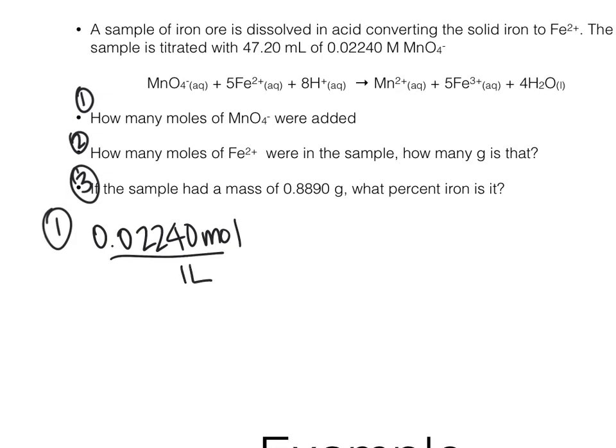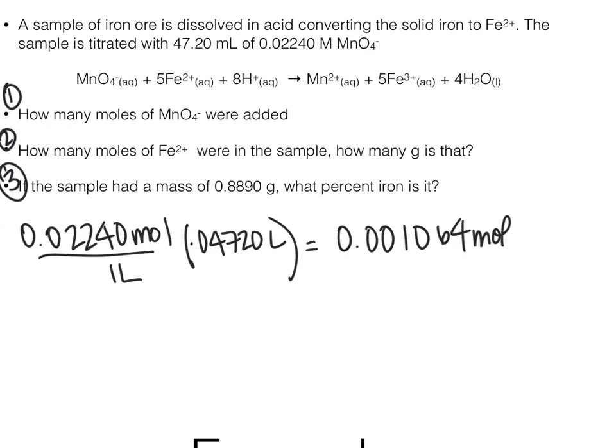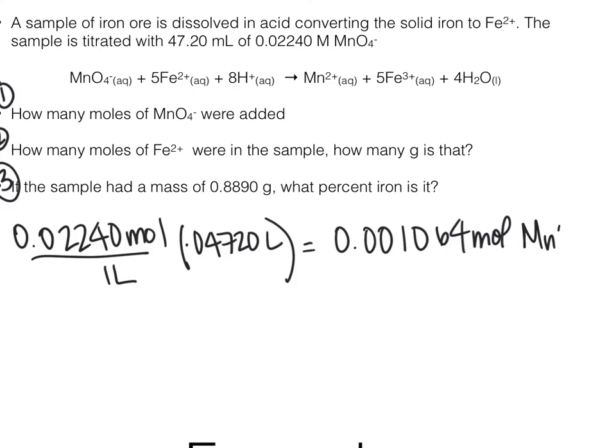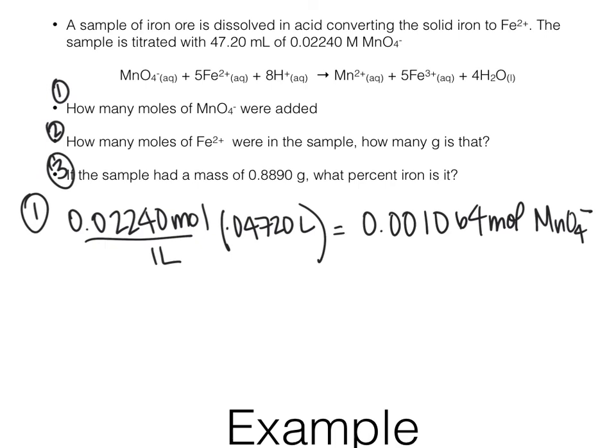There are 0.02240 moles in 1 liter, and we're using 0.04720 liters. In this case, that gives us 0.001064 moles of manganate, MnO4 minus. So that's a relatively simple common calculation.